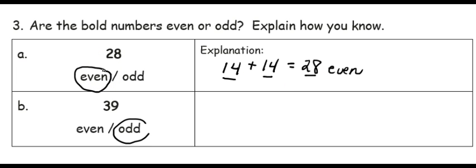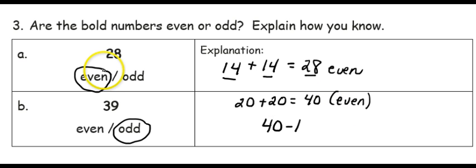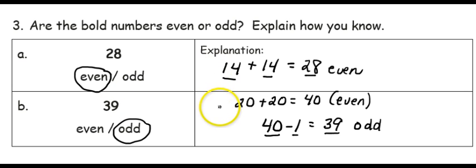39 is an odd number, and the reason I know this is I know that 20 plus 20 is 40, and 40 is even. If I take 40 minus 1, I get 39. And we saw in the previous section, if we take an even number and subtract 1, we end up with a sum that is odd. So those are 2 explanations on how we can figure out if the numbers are even or odd, but there's a variety of strategies that students can use to explain the properties of even and odd numbers.